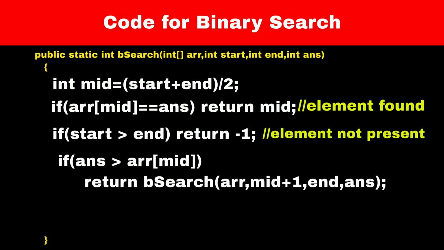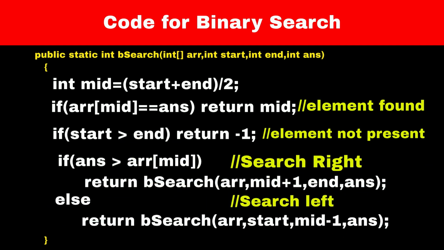Now if mid is not the answer, then we will compare mid with answer we are looking for. If our element is greater than mid, then our element will be on the right side of array. So our new start will be mid plus 1 and end will be end. And if answer is less than mid, then we will search in the left hand side of array. So our new end will be mid -1. We will use recursion to search for answer.